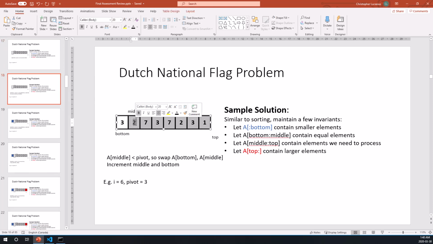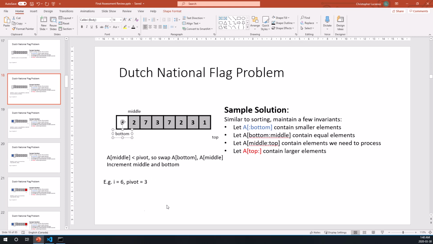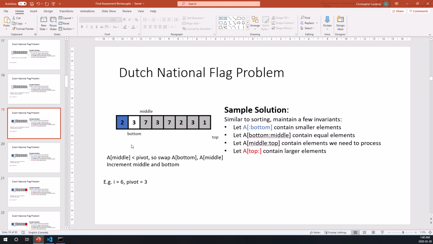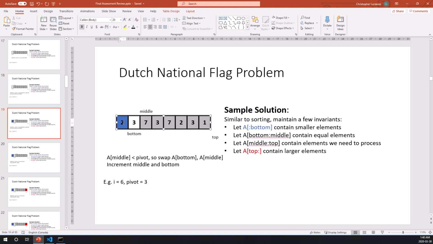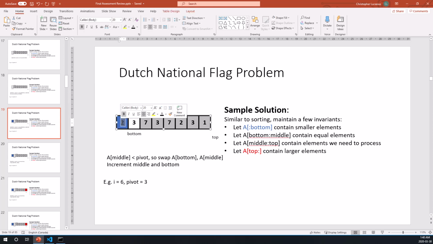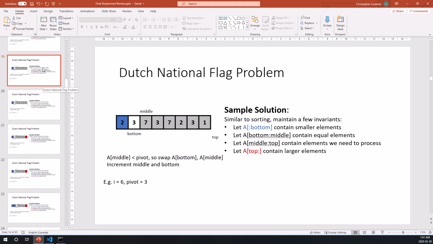Next, I'm going to look at A of middle again. I'm going to note that it's smaller than the pivot, so it's a 2. So that means the bottom index needs to be updated accordingly to hold, 0 to bottom has smaller elements. So to do that, I'm going to swap A of middle and A of bottom, like such. And now I'm going to color it blue to note that A of 0 to bottom indeed has all the smaller elements. I'm going to increment middle as well so that I can start processing new entries that I need to process.